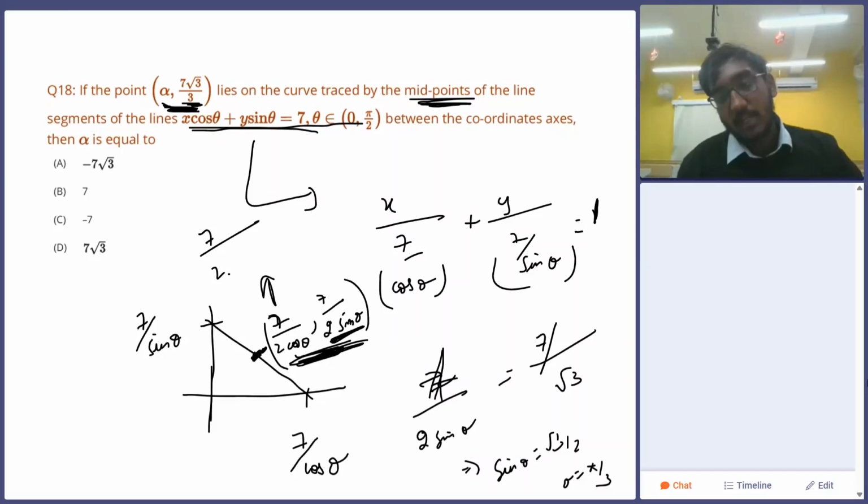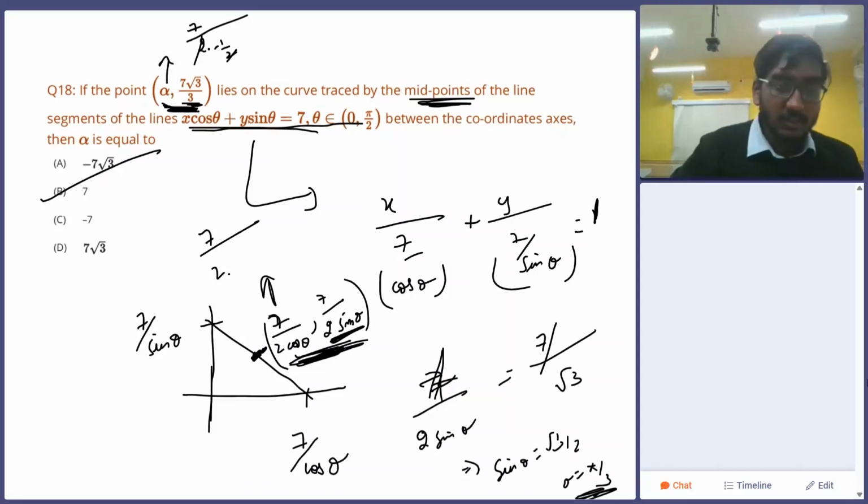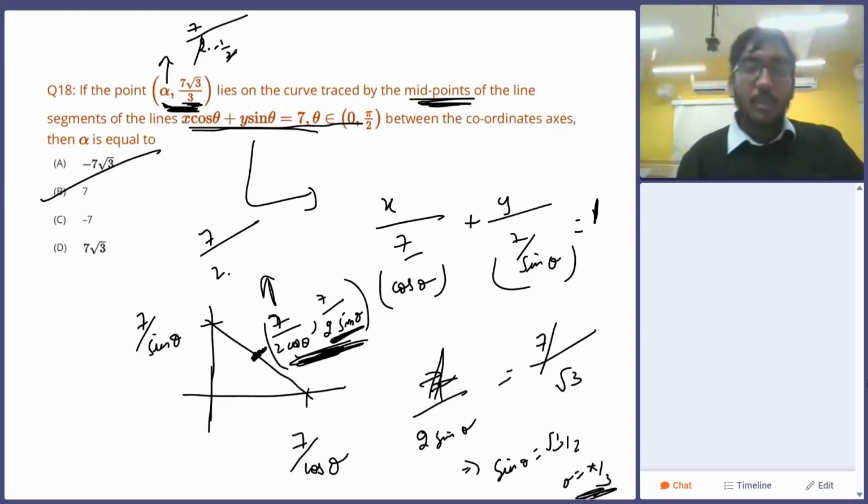Pi by 3, okay? In case theta happens to be pi by 3, you can parallelly determine what is the x coordinate also. 7 upon alpha, that is basically alpha, okay? 7 upon 2 cos pi by 3, no? It will be 7 by 2 into cos pi by 3, which is half. So basically the value of alpha is 7, okay? Simple question.